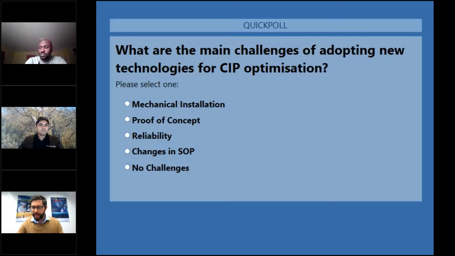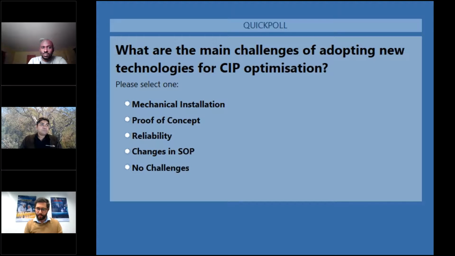So we have 5 different options. From your experience in your specific industry, what are the main challenges for you to choose a new technology to improve your CIP process? I can see that some of them are already coming in.